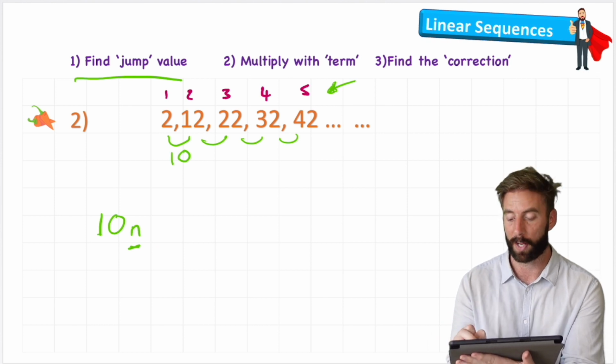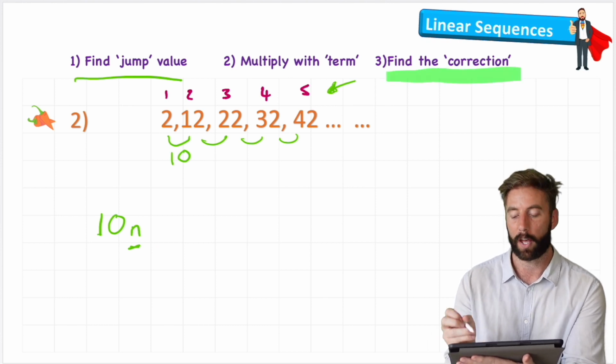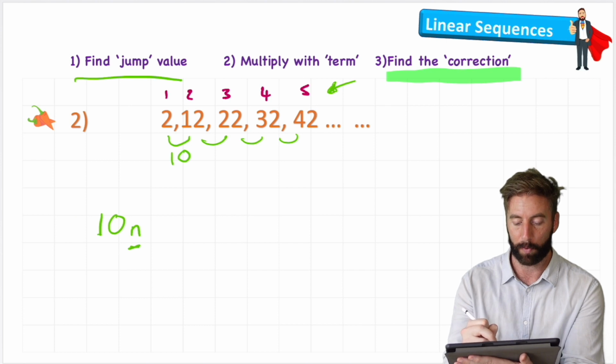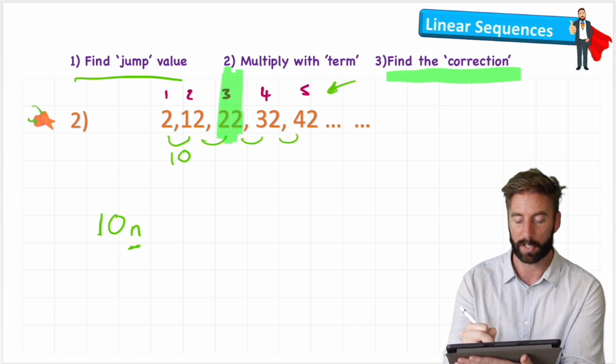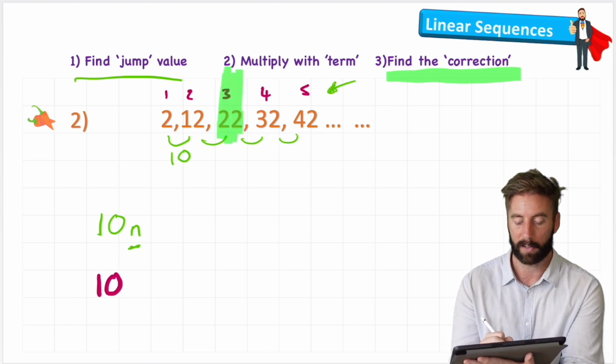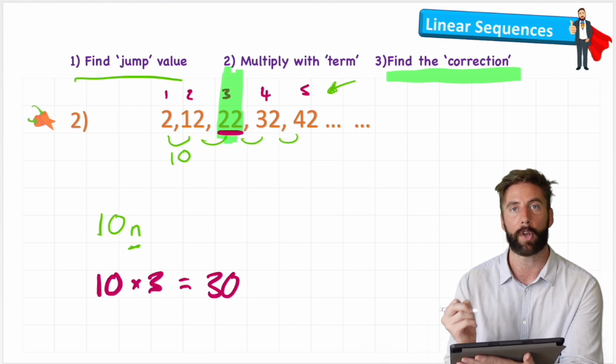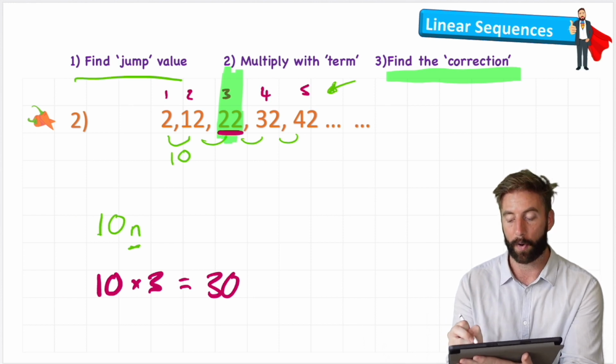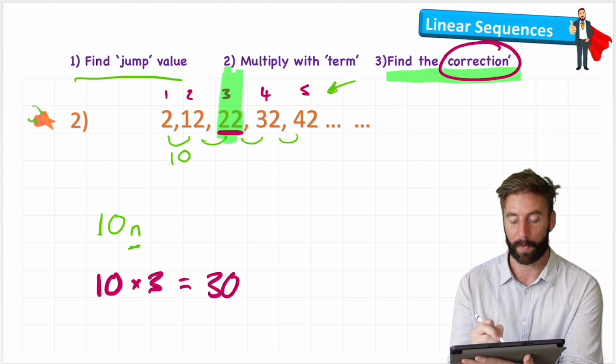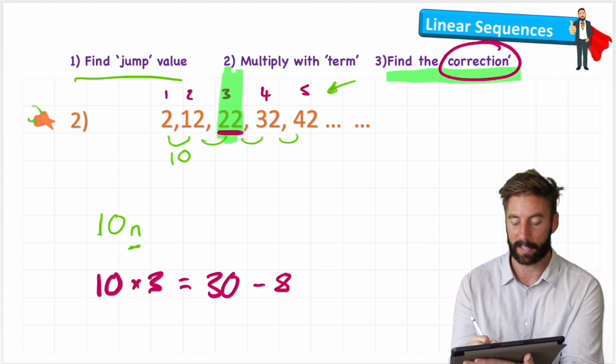So then we can do step 3, which is to find the correction. To find the correction, we're going to use an example that we've got. Let's use this 3. So 10 times 3 equals 30. Well, 30 is close to the 22 that I'm looking for, but not right. How can I correct from 30 down to 22? I would need to minus 8. So therefore my formula should be 10n minus 8.